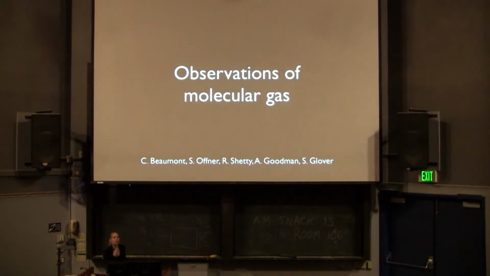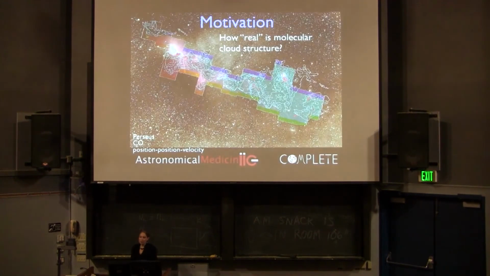All right, so now I'm going to move on to observations of molecular gas. So this is now a project using RADMC-3D. So now we will go out to much larger scales. You remember that Paul Clark actually showed this same observation last week. This is the Perseus cloud observed in 12CO.